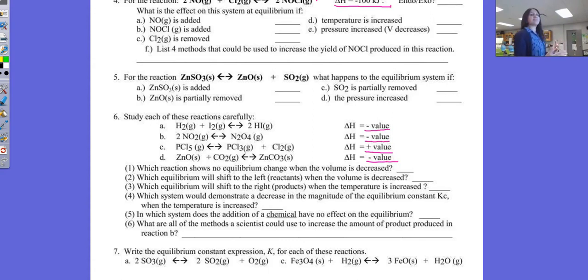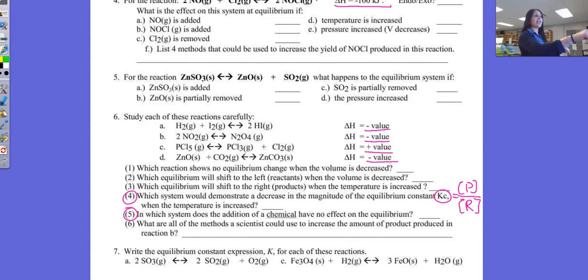Two of the parts that I would say are a little bit more confusing are probably number 4 and number 5 here. So number 4 says, which system would demonstrate a decrease in the magnitude of the equilibrium constant K when you increase temperature? Okay, so we know that K is equal to the concentration of our products divided by the concentration of our reactants. So what we're basically saying here is we want our K to go down.